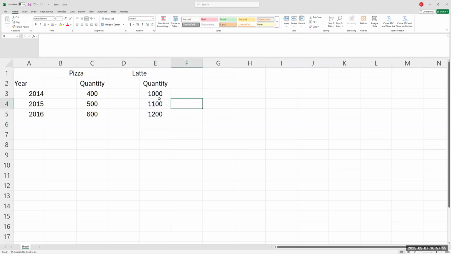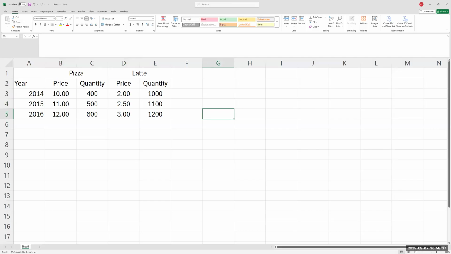And GDP is measured in the value of these things that we produce. It's in dollars. So we need to see how much a single pizza costs. $10 in 2014, $11 in 2015, and $12 in 2016. And for lattes, it is $2, $2.50, and $3. So let's format that with cents.